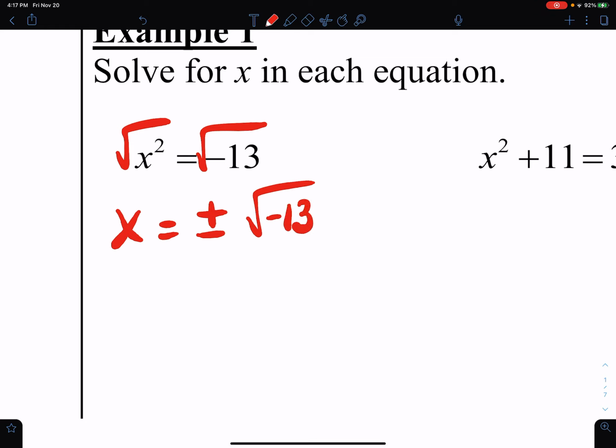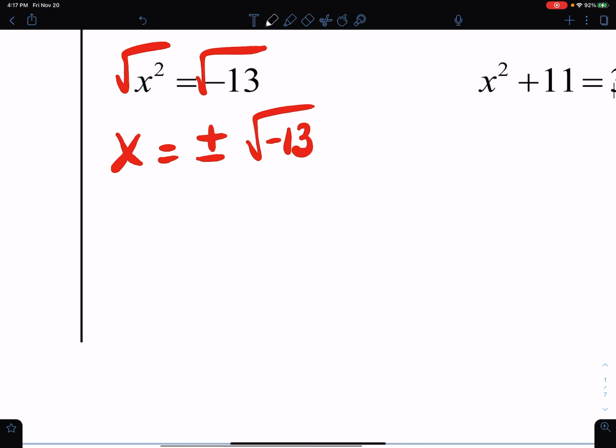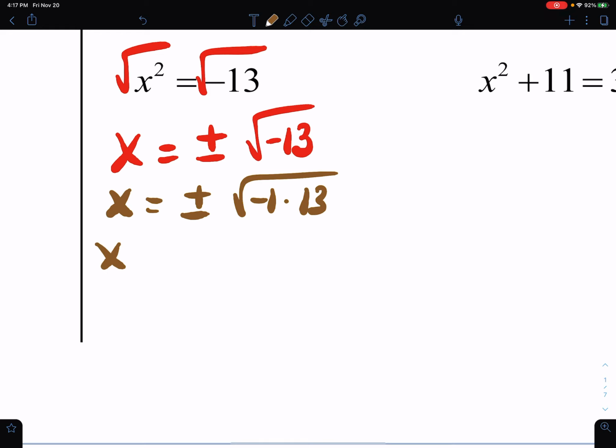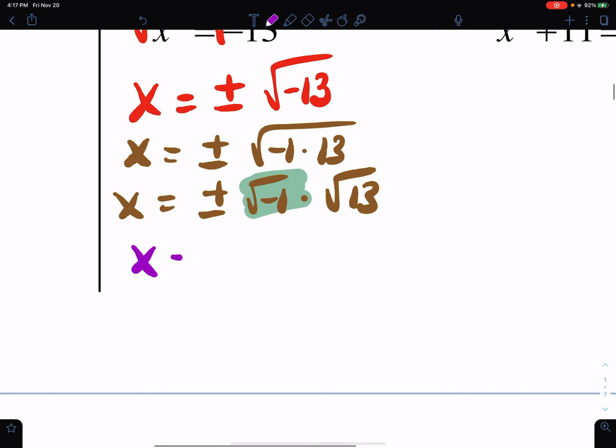The only thing that's different when dealing with imaginary numbers compared to real numbers is that we want to separate the negative from the number. So we're going to use that product property of square roots. I'd rewrite negative 13 as negative 1 times 13. Then if there are two numbers multiplied under one square root, they can each have their own. And when we see the symbol, the square root of negative 1, we replace that with i.